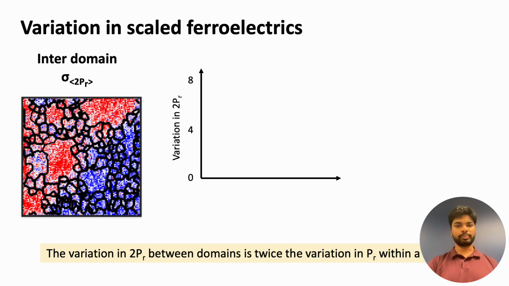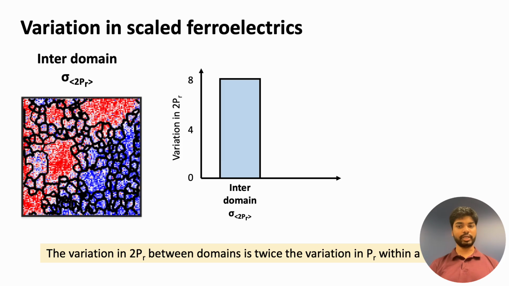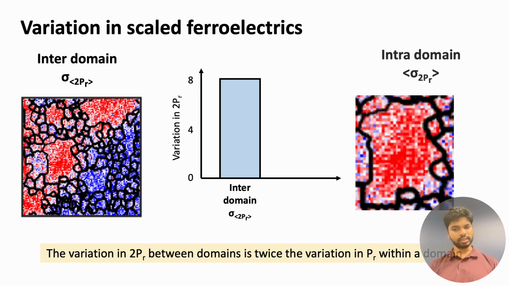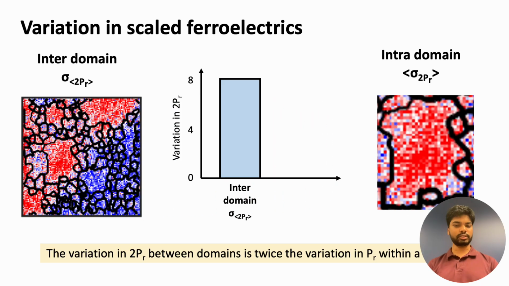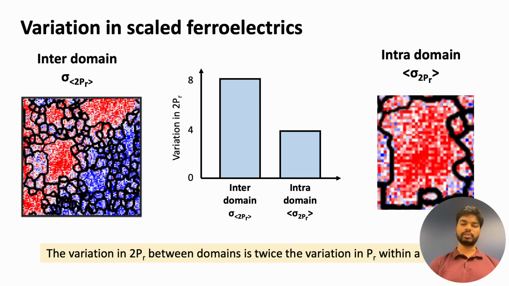We can also separate where the variation comes from. There are two variations that I want to talk about. One is inter-domain variation, that is the variation between one domain and a different domain. That is roughly about 8 microcoulomb per centimeter square. On the other hand, even within a domain, there is variation, as you can see from the color gradient on the zoomed in domain on the right. This variation, however, is only half the variation that we see across domains.